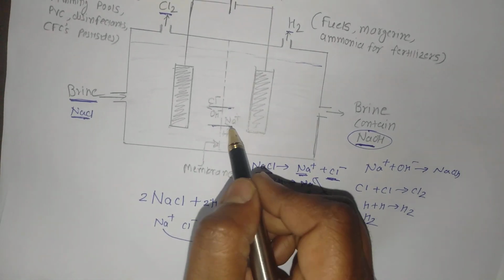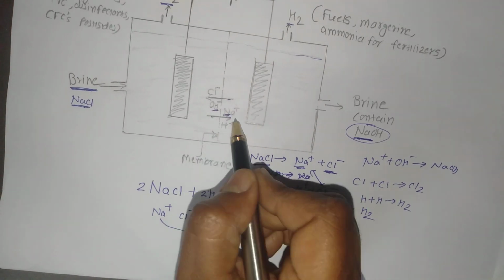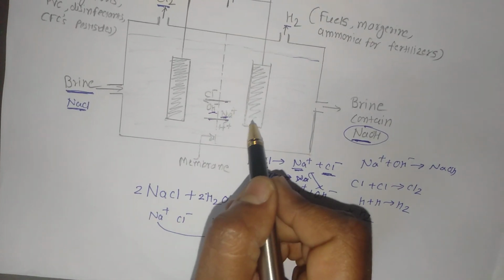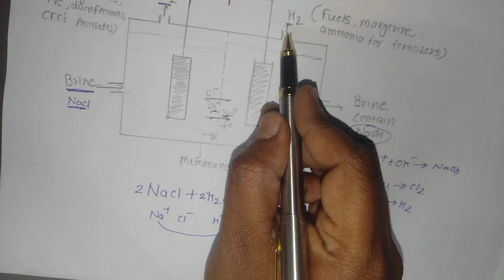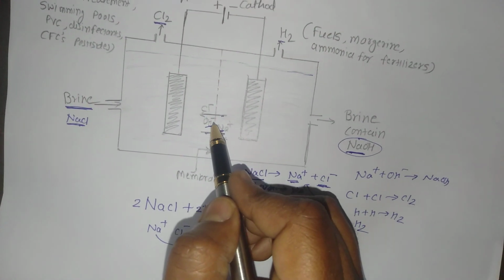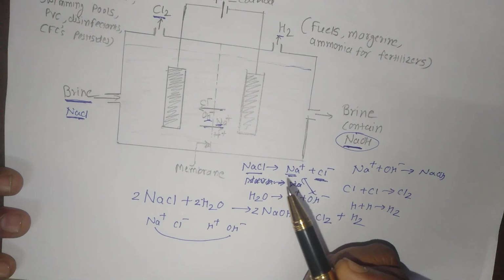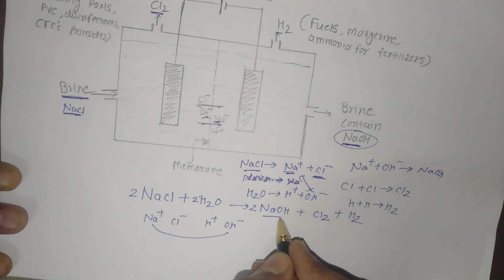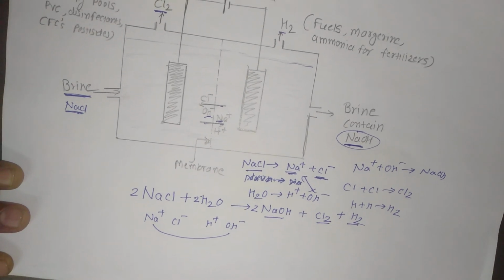Hence these negative charges will go to the anode and these positive charges will go to the cathode, and hence Na will combine with OH over here and form NaOH, and this H plus will be separated at the cathode. The H2 gas will be obtained, and Cl minus will be obtained as Cl2 gas at the anode, and hence the reaction occurs, and what do we obtain? NaOH, Cl2 and H2.